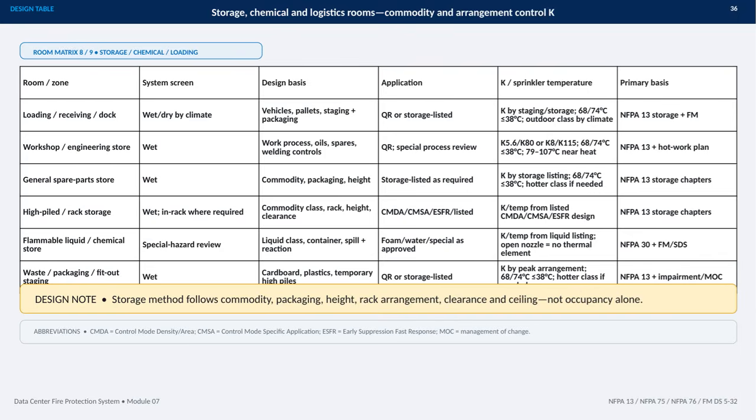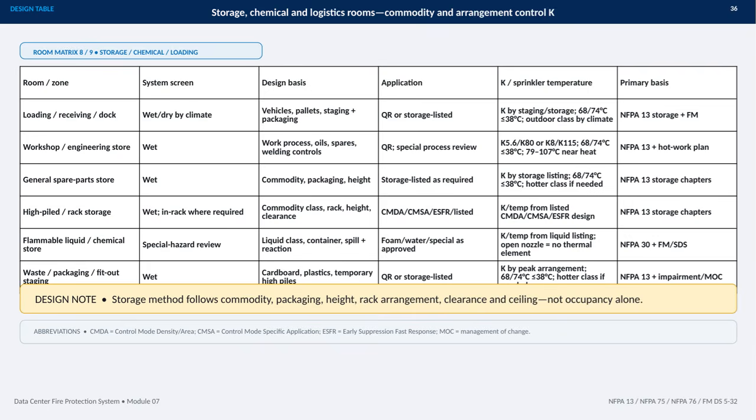The most important concept is that storage method follows the commodity, packaging, height, rack layout, clearance, and ceiling, not occupancy alone. Loading and receiving areas may use wet or dry systems depending on climate, with protection selected for vehicles, pallets, staging, and packaging. Workshops and spare parts stores generally use wet systems, but oils, welding, and other heat-producing processes require additional review. High-piled or rack storage may need CMDA, CMSA, ESFR, or in-rack sprinklers, based on the listed design criteria.